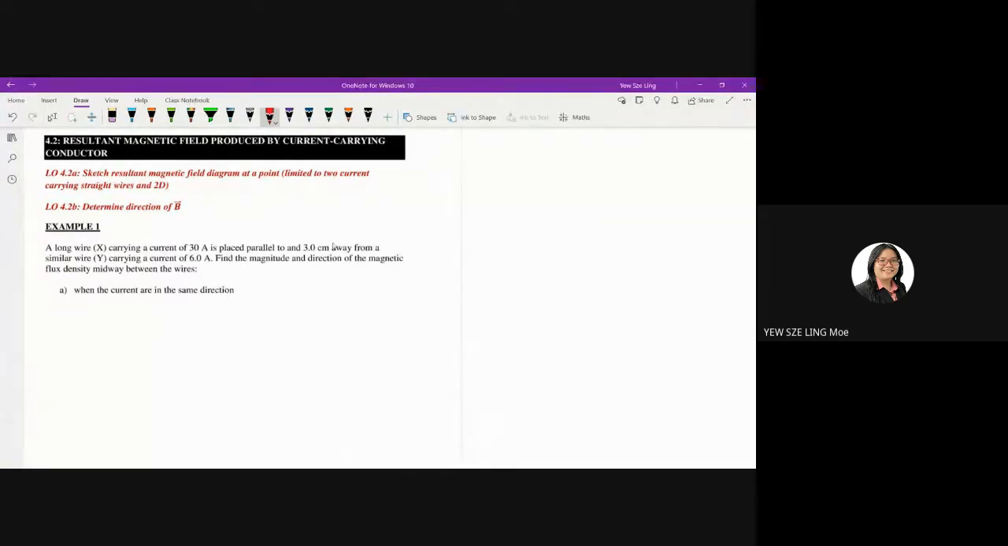So before we start, actually there's a trick on how to answer all these questions in chapter 4. The most important thing is to identify the object, the thing that you're looking at. So for instance, 4.2 is talking about magnetic field, resultant magnetic field. So magnetic field, you have magnetic field coming out from different objects.